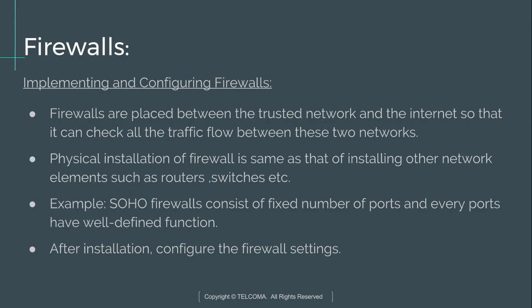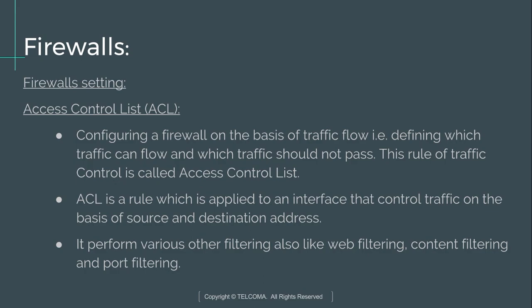After installation, we have to configure the firewall settings, like the ACL. We have to define the ACL, access control list, for configuring a firewall on the basis of traffic flow, that is, defining which traffic can flow and which traffic should not pass through the network. This rule of traffic control is called the access control list. The ACL is a rule applied to an interface that controls traffic on the basis of source and destination addresses. It performs various other filtering like web filtering, content filtering, port filtering and IP filtering.